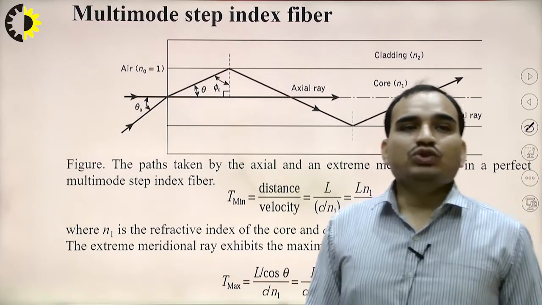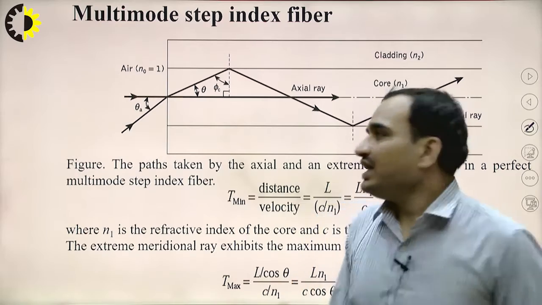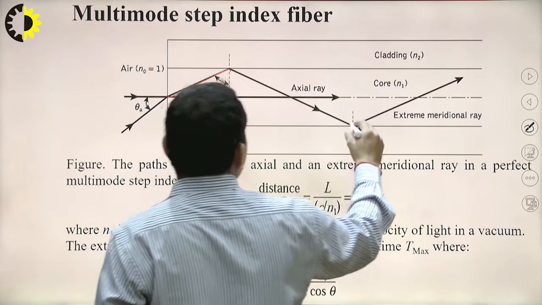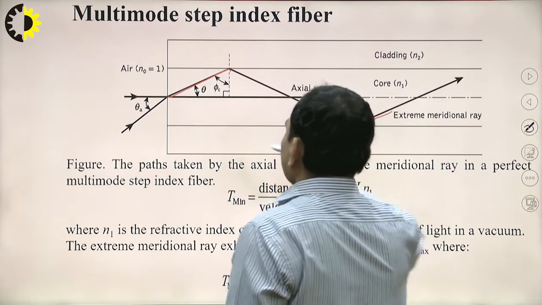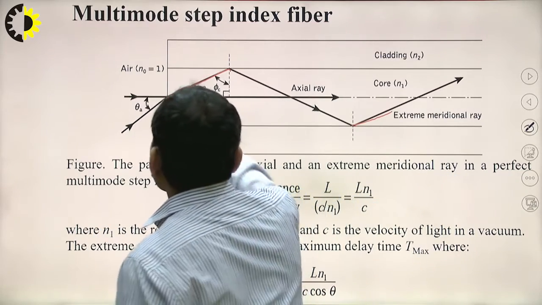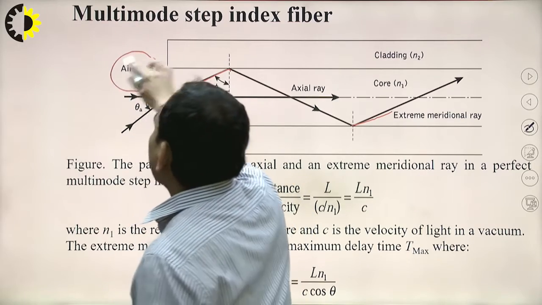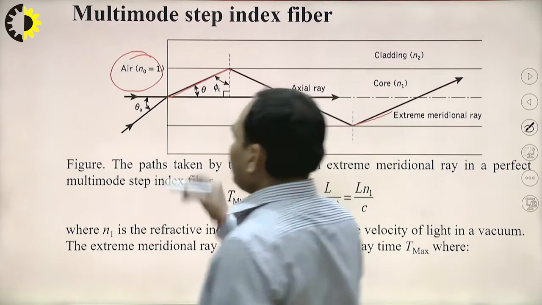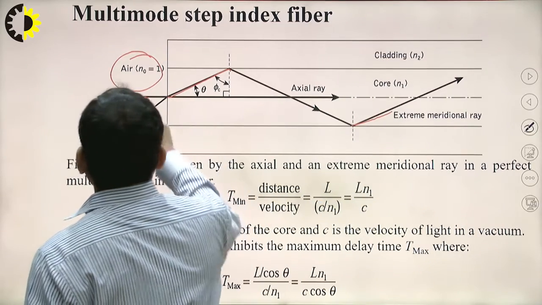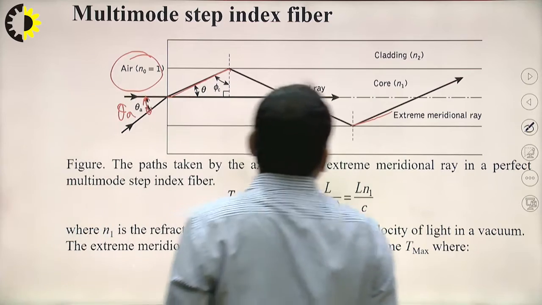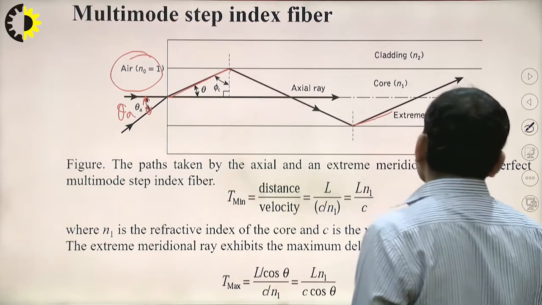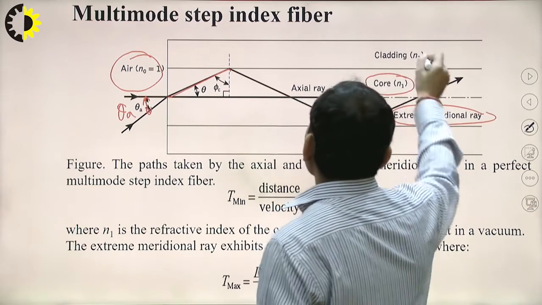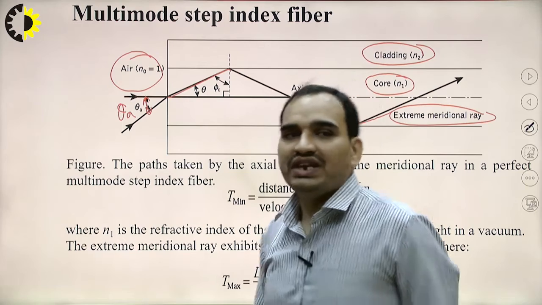In a multi-mode step index fiber, we know that the light is propagating with multiple TIRs, as we can see here, and the axial ray we can see at the center. The air has the refractive index n0 equal to 1, and here we have theta, that is the acceptance angle, given by theta A. So we have the extreme meridional rays, and for the core we have the refractive index n1. For the cladding we have the refractive index n2.